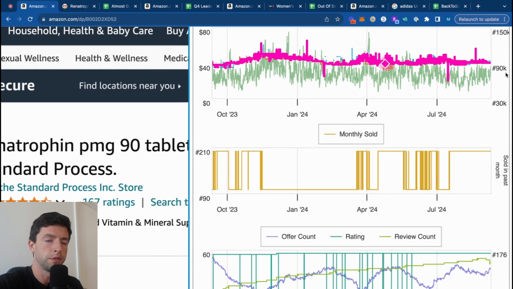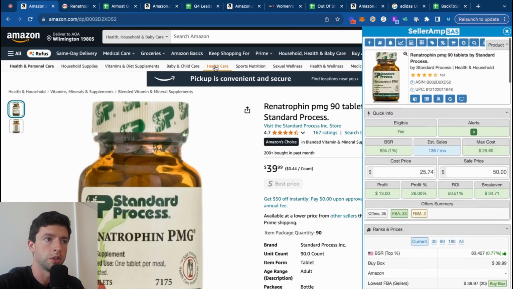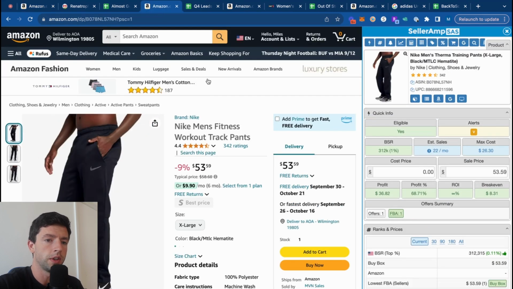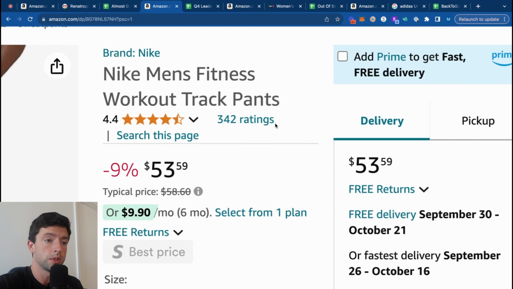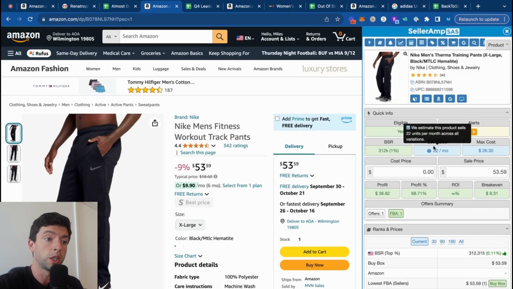And in the context of coupon codes that don't go away, this means you're leaving a ton of profit on the table if you're not taking advantage of the Google Sheets feature in Selleramp. Taking a look at this specific item right here, we can see this item currently has 342 reviews, so we know this moves. This is an example of a Q4 lead.